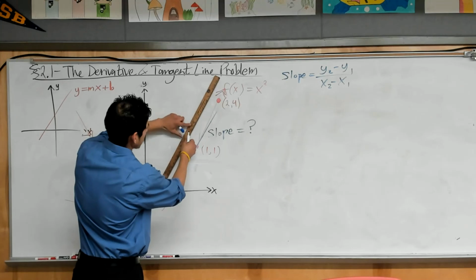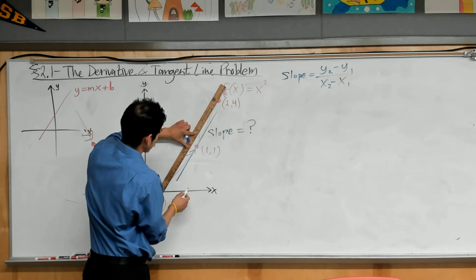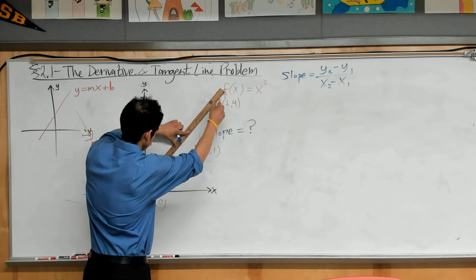So we pick a line that goes through there, or close. Let's actually pick these ones.